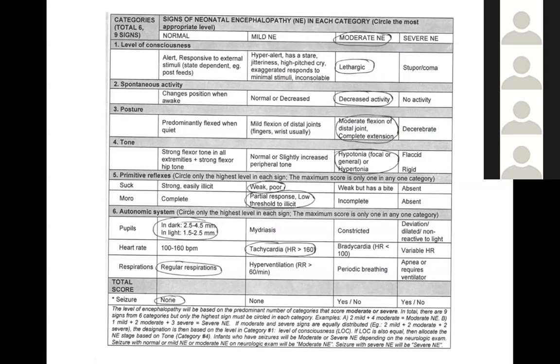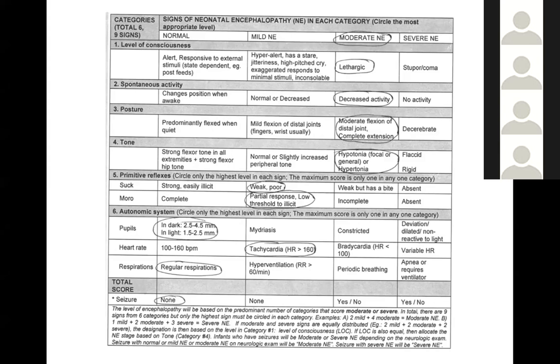So level of consciousness is lethargy. That goes under moderate, so you're giving one score there. Spontaneous activity decreased, so again one under moderate. Posture is flexion or complete extension, again one under moderate. Tone, hypotonia, again one for moderate.